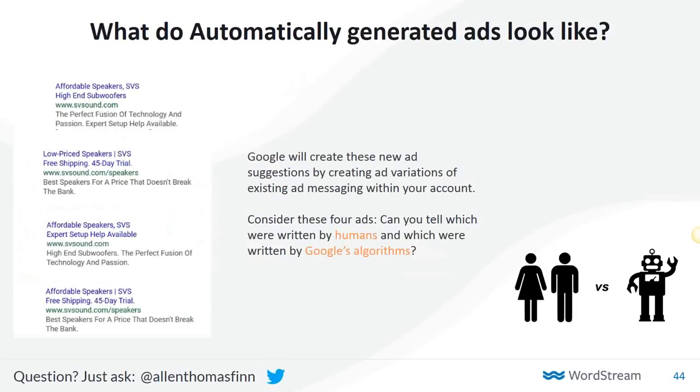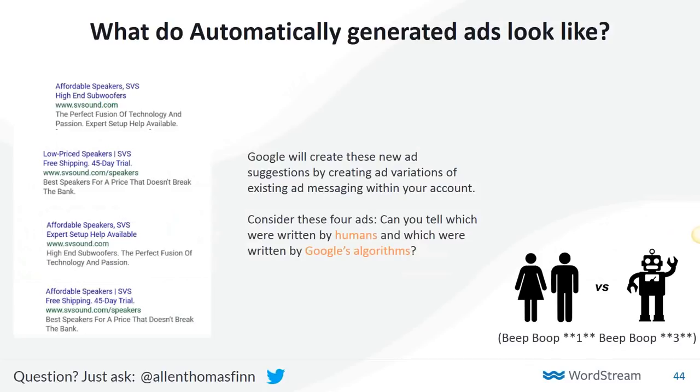are Google's way of creating brand new ads, variants of the ads that you have already created by leveraging existing ad messaging within your account. So if we look at the 4 ads on the left here, 2 of them were written by an algorithm, and 2 of them were written by a human. I can't poll you right now, but take a guess as to which were written by a person, which were written by an algorithm. And the answer is that number 1 and number 3 were algorithmically generated.